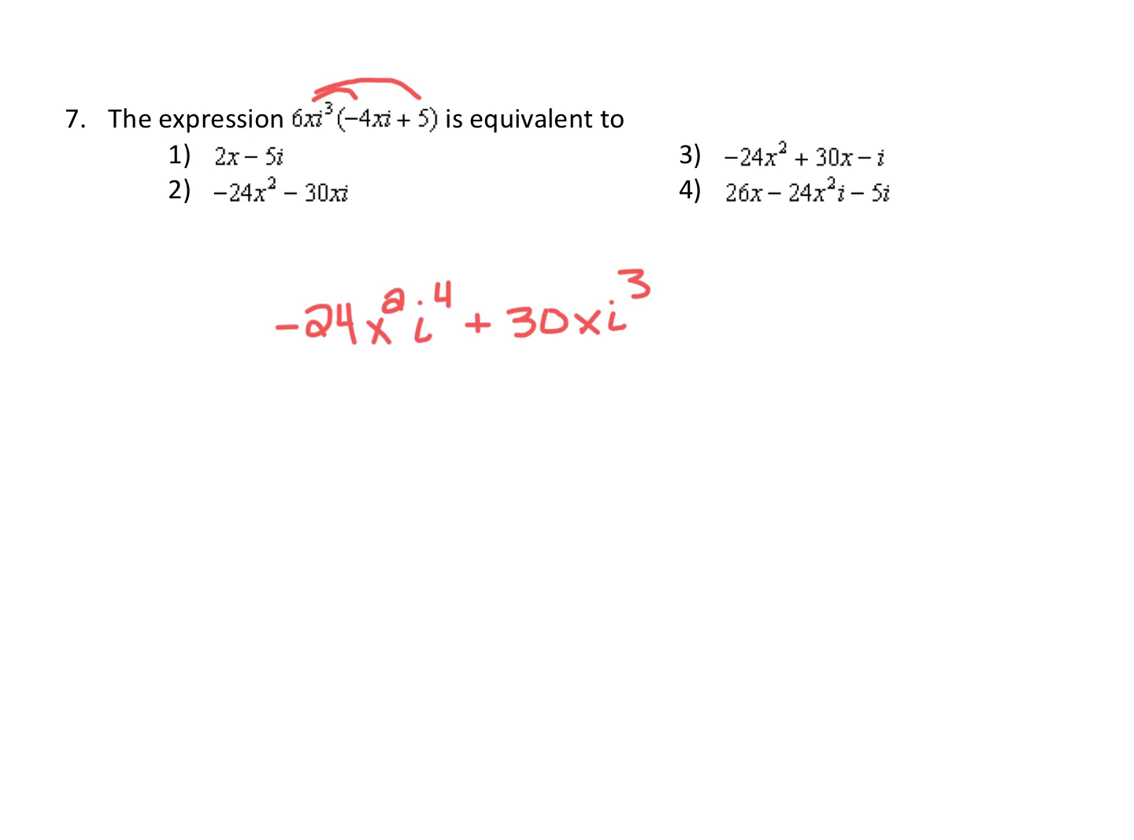All right, now let's think about this, okay? So we don't ever want to leave ourselves with exponents on i's. So I'll do this off to the side: isn't i to the 4th just i squared times i squared? And we know that i squared is equal to negative 1. So isn't negative 1 times negative 1 just positive 1? So this i to the 4th right here is just equal to positive 1. Okay, so we have negative 24x squared times 1, which is just negative 24x squared.